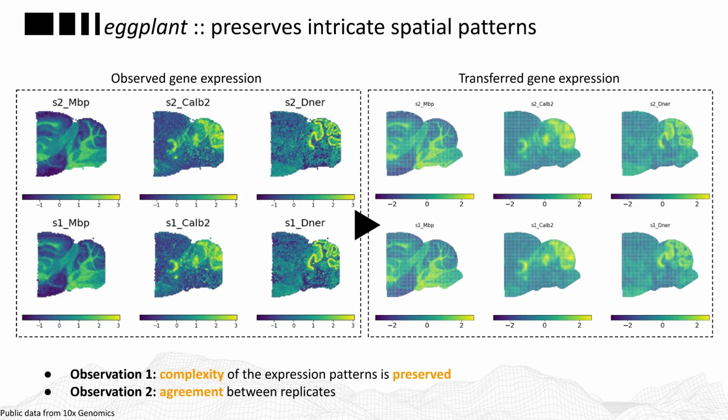To the left you have the observed gene expression, and to the right you have the transferred gene expression. And to me there are two key observations that I would like to discuss a bit further here. The first one is how the complexity of the expression patterns is preserved once we've transferred information to the reference. You can see these intricate spatial patterns that were present in the observed data, and they haven't been distorted or anything like that. The second observation is that we see a really good agreement between the different replicates, and this is really comforting because we're working with sequential sections here, and we would expect the transferred information to have more or less identical spatial structures once we cast it into this same reference.